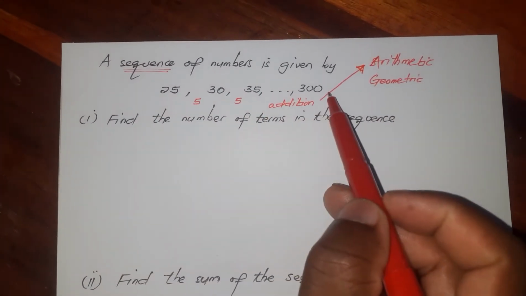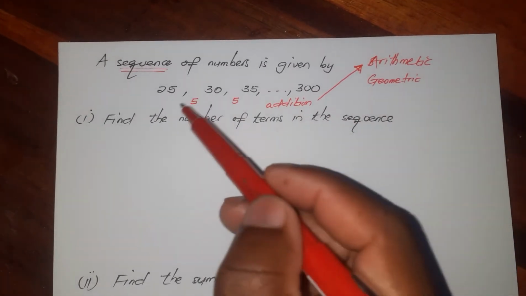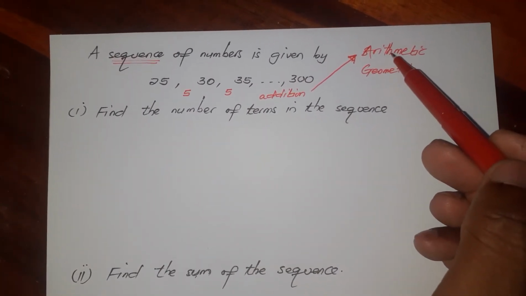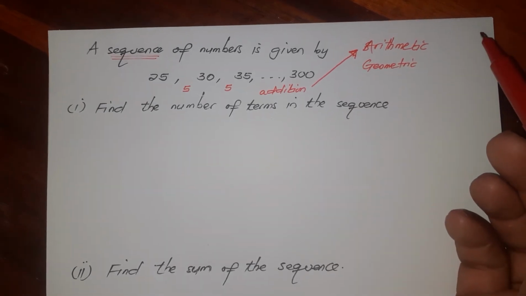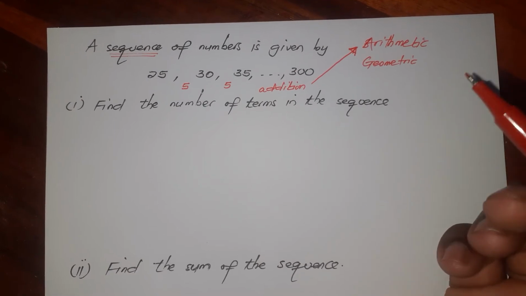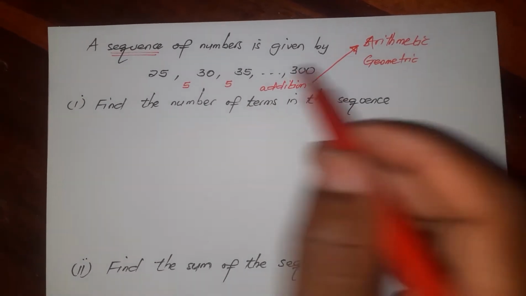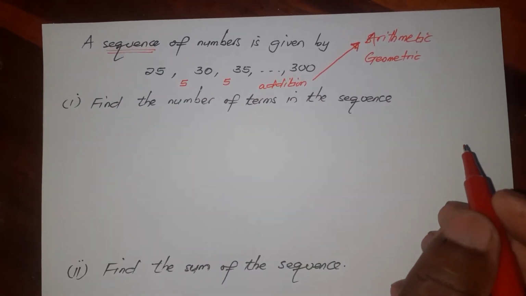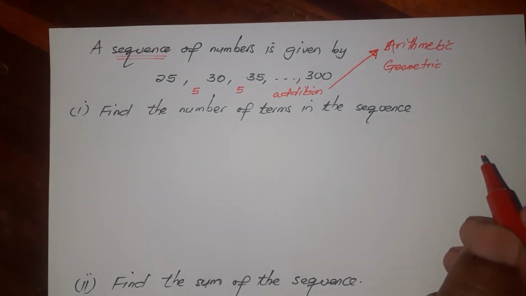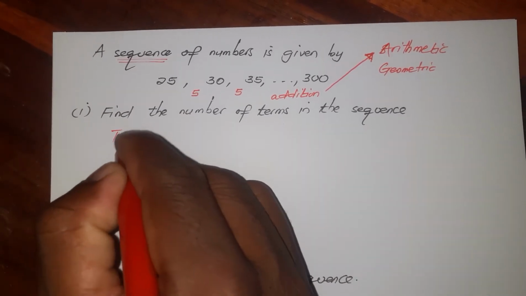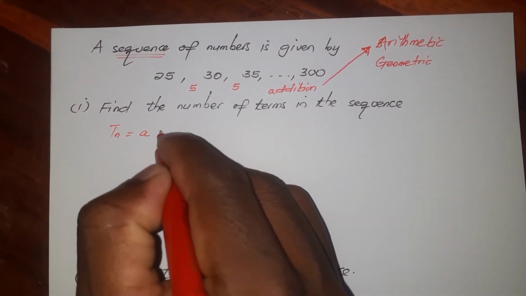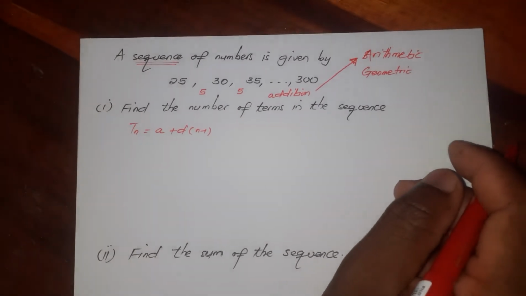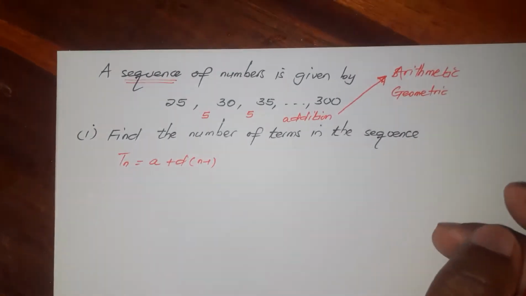When you are given a sequence and you are adding on the previous term to get the next term, then that tells you it's arithmetic. But if it was maybe division, I think it would be geometric. So in this particular case, this is arithmetic. Now, because it's arithmetic, we write the nth term formula, which is Tn equals a plus d times (n minus 1). That formula is a must. You have to memorize it. It's very easy.